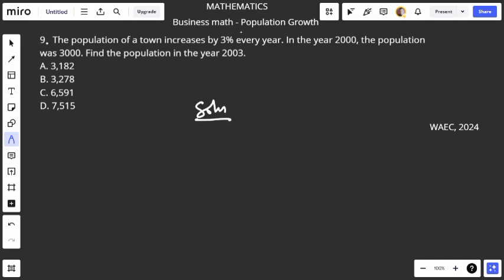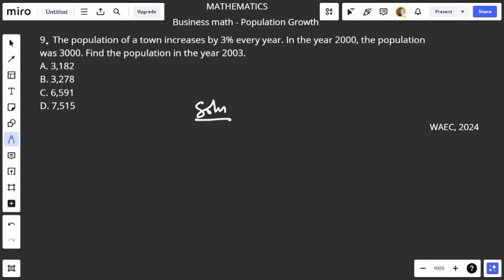Now, under population growth, compound interest, appreciation or depreciation, all these subtopics are under business math. When we say population growth, we're talking about increase or decrease. And then we also have compound interest, then appreciation or depreciation, inflation and the rest. So under this topic, there is a formula.